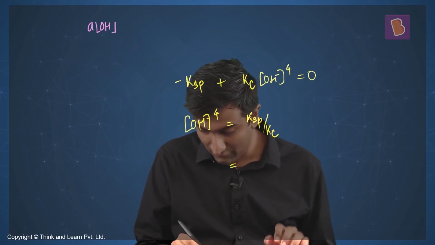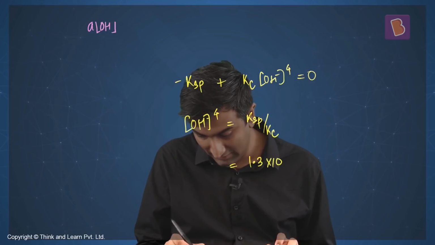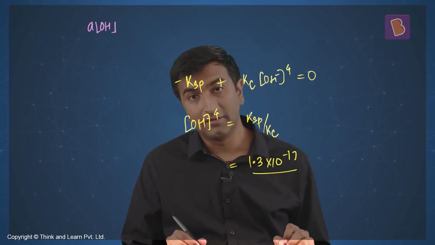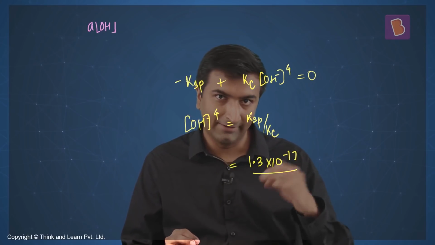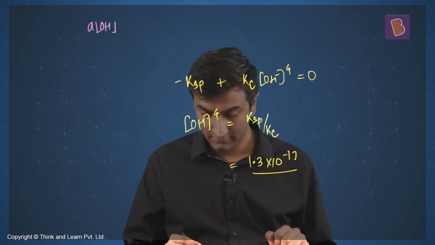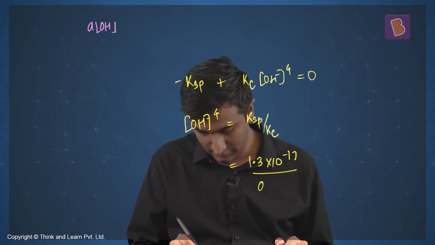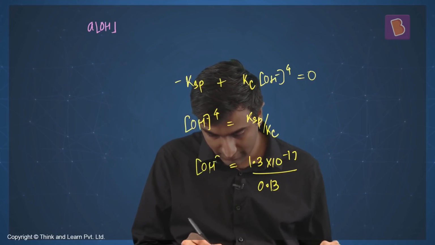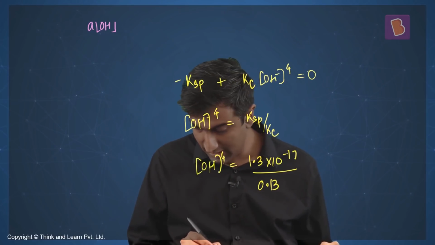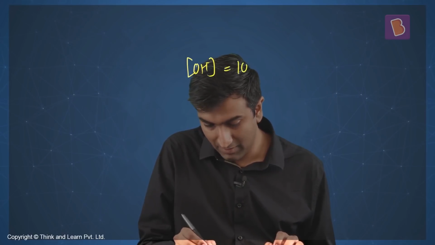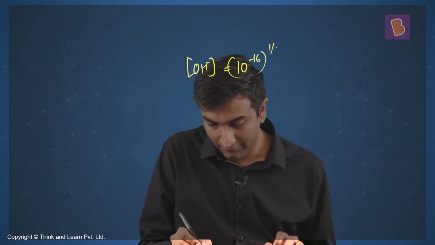So this was simply 1.3 into 10 power minus 17. I'm now substituting stuff. This is the last step. This is what I like doing, and I think you should do: the substitution should happen right at the end. Everything else is variables, just like math. That way you're not going to make any mistakes. Okay, now Kc was what? Oh, this is coming to be quite neat. So OH minus whole power 4 is this expression, and from there the OH minus ion concentration is going to be 10 power minus 16 whole power 1 by 4.